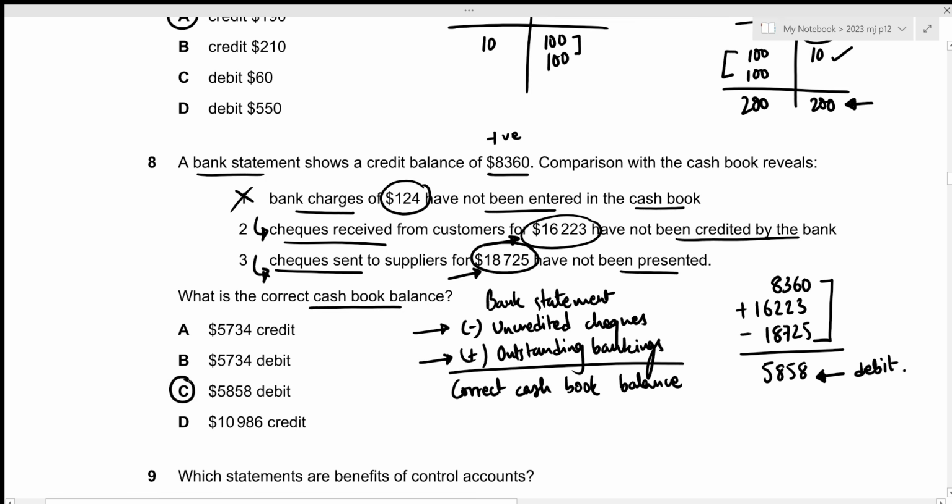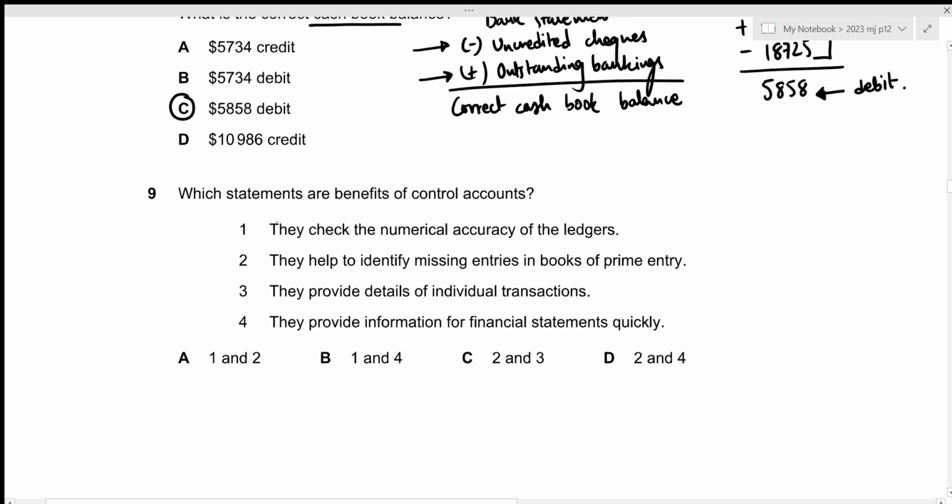Let's move towards the ninth question. Which statements are benefits of control accounts? The first one is they check the numerical accuracy of the ledgers. This is true because the total of our ledgers and the total of the control accounts needs to be the same. The second one is they help to identify missing entries in books of prime entry. Remember that missing entries in books of prime entry is error of omission, which will not be disclosed by the control account. So it definitely cannot be a benefit of control account.